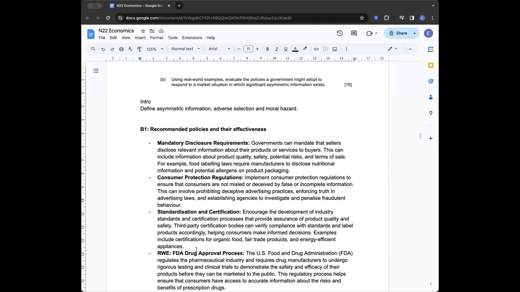safety. And the real-world example I can use is the FDA drug approval process. The US Food and Drug Administration, which is the FDA, regulates the pharmaceutical industry, and it requires drug manufacturers to undergo quite rigorous testing and clinical trials to demonstrate the safety of the products. That can be a real-world example.